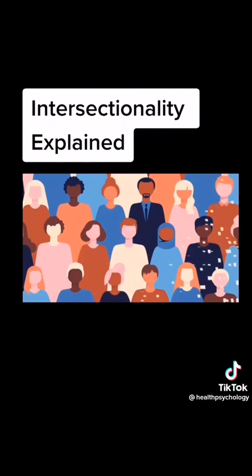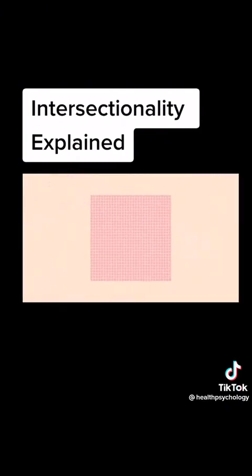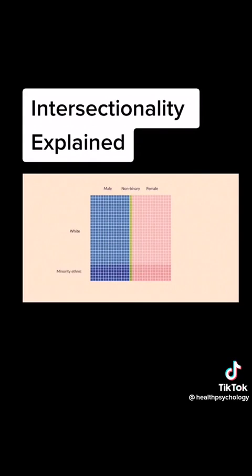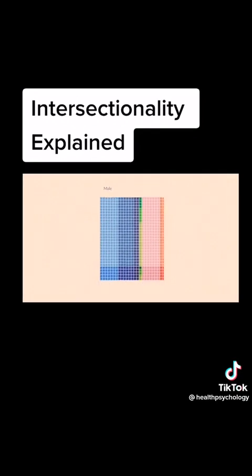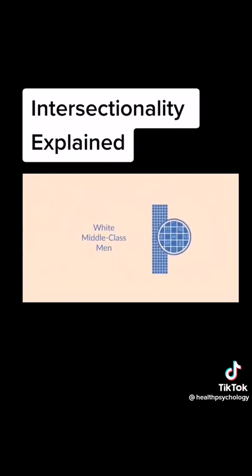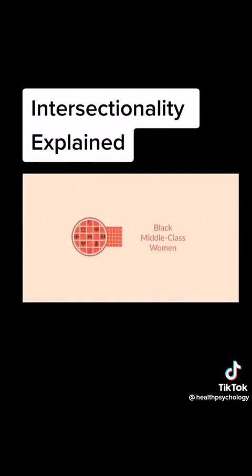Instead, imagine a population represented on a grid. About half the population is female, half male, and some non-binary. And say 80% are white, and 20% are minority ethnic, and these groups have different social class backgrounds. Now we can ask, do these different resulting subgroups have different levels of health and disease? And if so, how can we explain these differences?